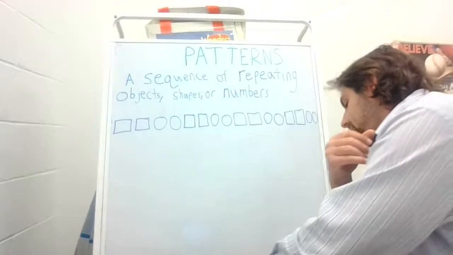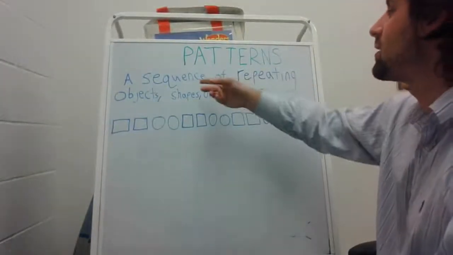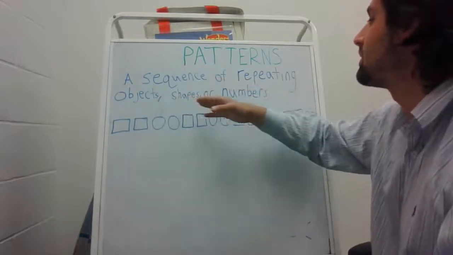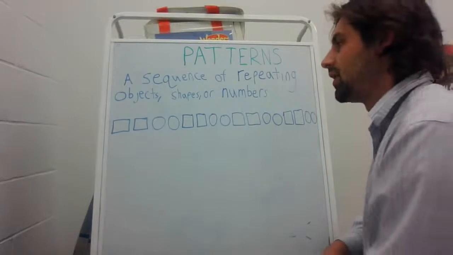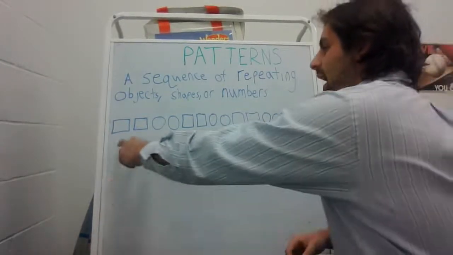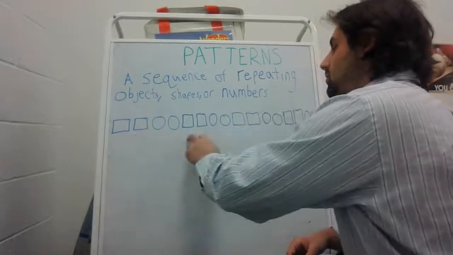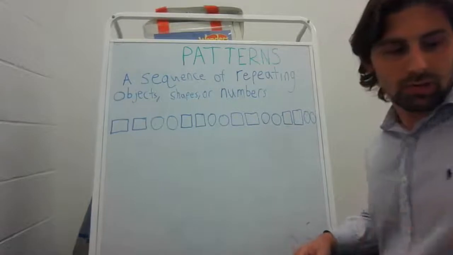So a pattern is a sequence of repeating objects, shapes, or numbers. This right here is an example of a pattern. This is a pattern of repeating shapes. I have two squares, two circles, two squares, two circles, two squares, two circles, two squares, two circles.